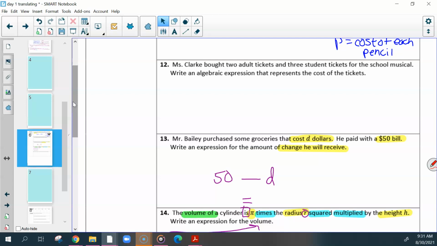Alright, and number 12. First tell me what was important in this. Rena? The two adult tickets and the 3 students. Okay. And then what are we looking for? What expression did we come up with?